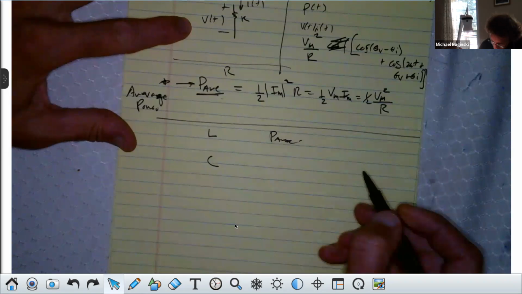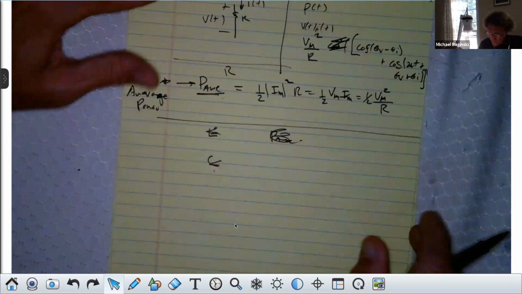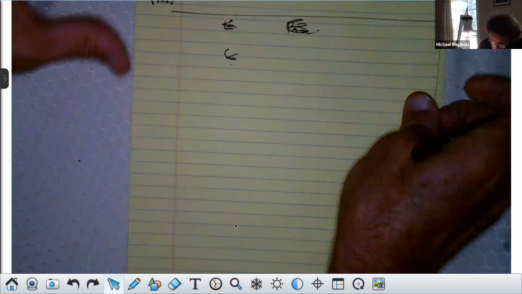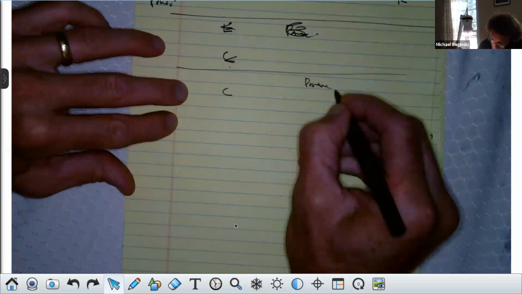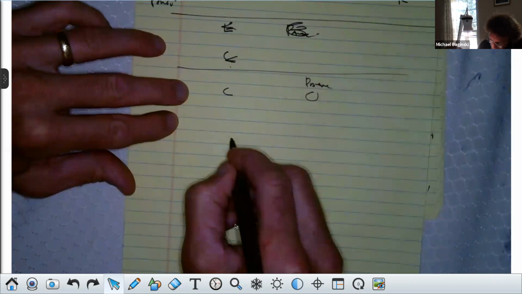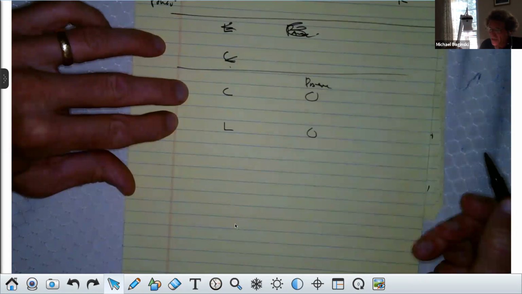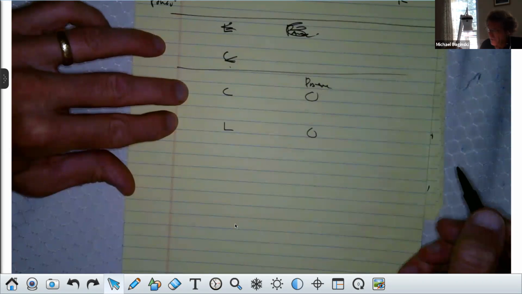Nope, let me do it this way. Let me move this up. This would be for a capacitor, average power, and that's what you worry about, is 0. For an inductor, average power is 0. It has an instantaneous power, but we don't even worry about that.